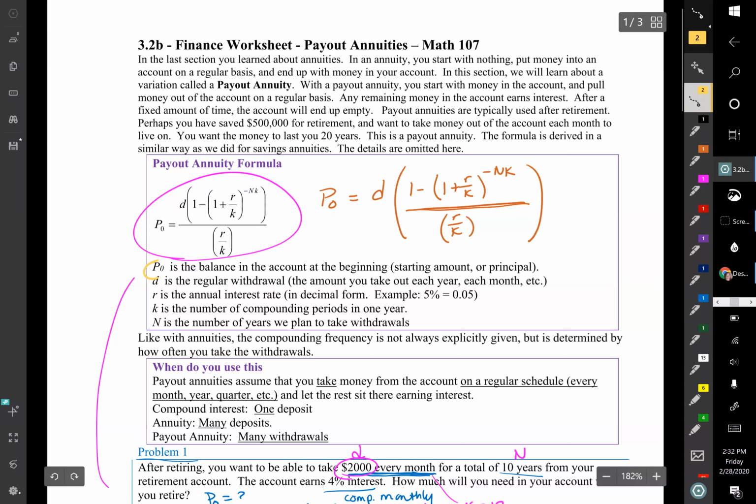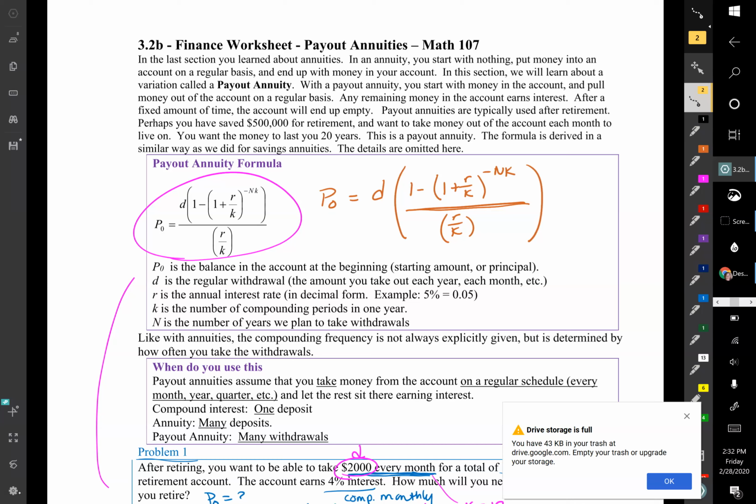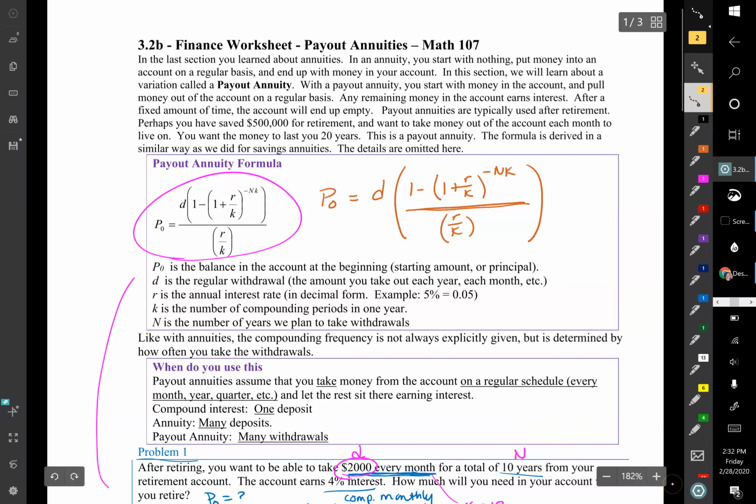P sub 0 is different. That's going to be what's in the account at the beginning. D is our regular withdrawal. Instead of deposits, you're pulling money out. This does work the same way for the problems we have further down the line on this sheet, where we need to pay off loans like a car or a mortgage. Those are called amortization, but it's the same formula, same type of thing.